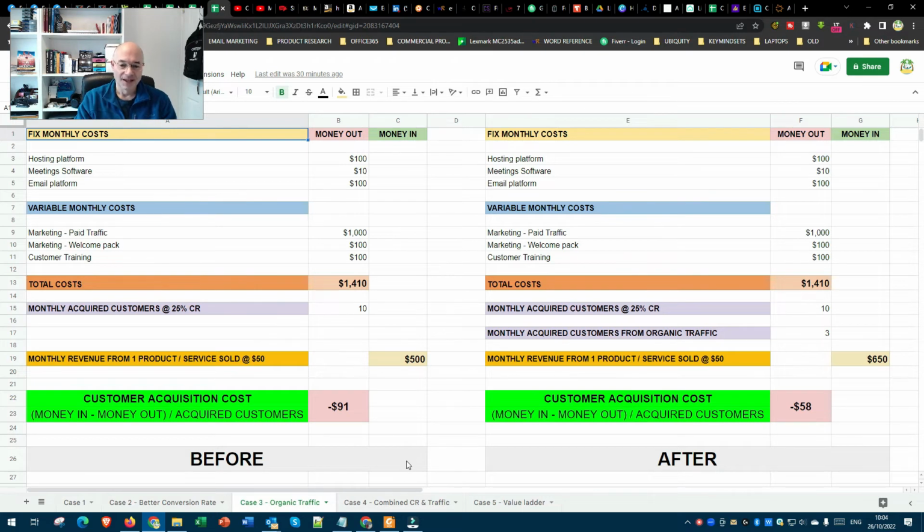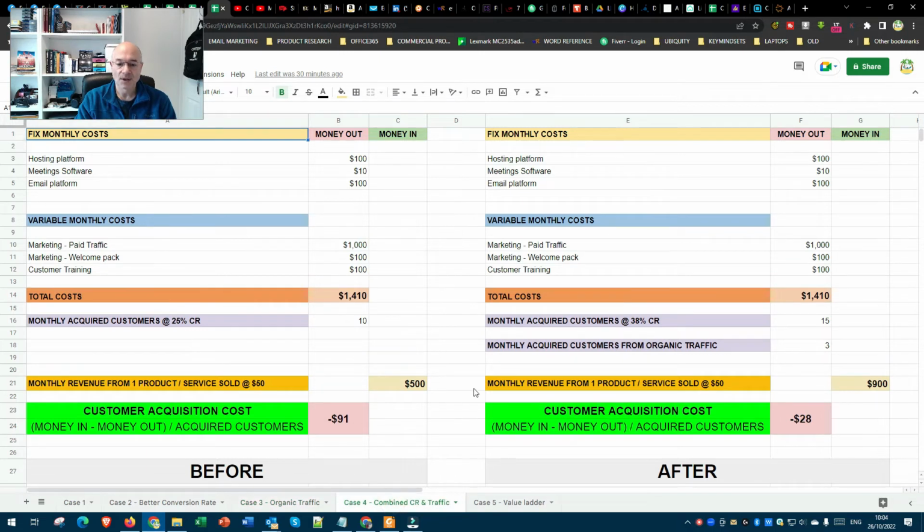So we brought down again our customer acquisition cost, but still it's negative, so we want to bring it down any further. So another strategy that you can use is just combining both. As simple as that. You make an effort to increase your conversion rates. You create better copy, you come up with a better offer, or whatever mechanism you use, you increase your conversion rate. Plus, you have organic traffic. So we have the 15 plus the 3 coming from organic traffic. We make obviously more sales, and well, we're close to nil in terms of costs for acquiring a customer.